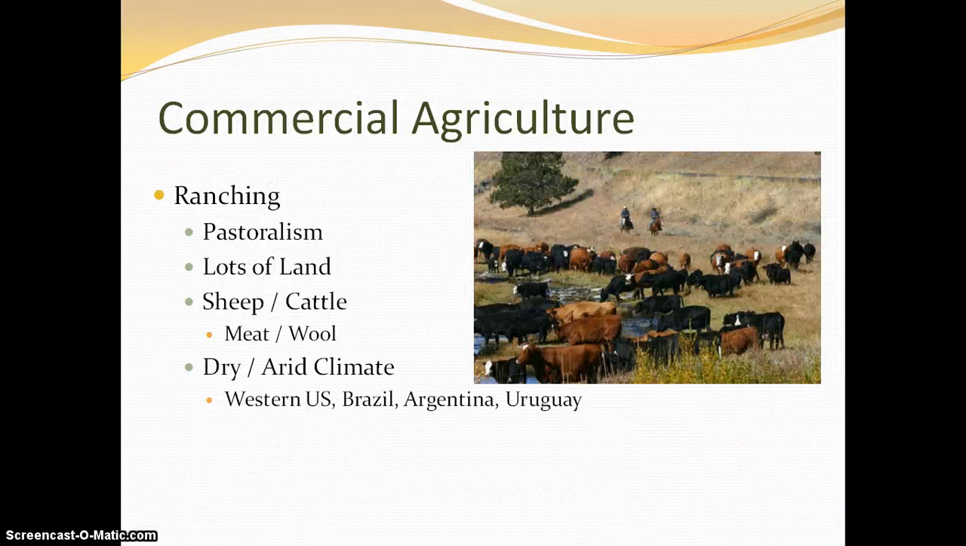The last type of agriculture practice we're going to look at today is ranching. Ranching is really just a commercial form of pastoralism. So it's pastoralism on a much larger scale. It's pastoralism with a lot more animals and obviously a lot more land that is available. So it's much more extensive, really, than pastoralism.